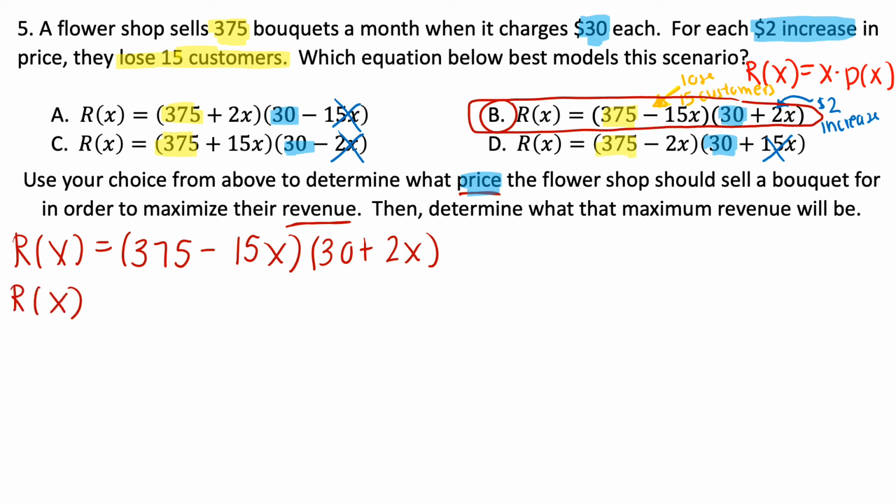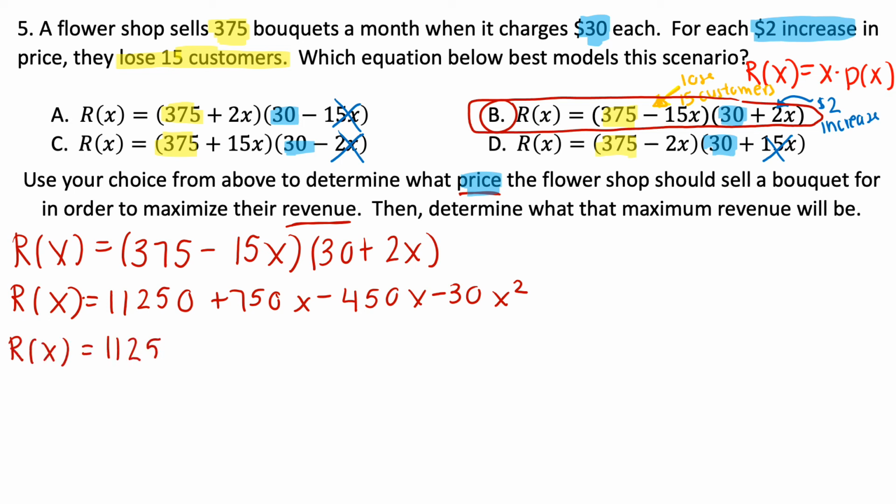Multiplying 375 times 30, we should get 11,250. Foiling, 375 times 2 gives us a positive 750x. On the inside, minus 15 times 30 gives us a negative 450x, and then negative 15x times positive 2x gives us a negative 30x squared. Let's clean that up a little bit. We have R of x equals 11,250. Combining our positive 750 and our negative 450, we get a positive 300x minus 30x squared.